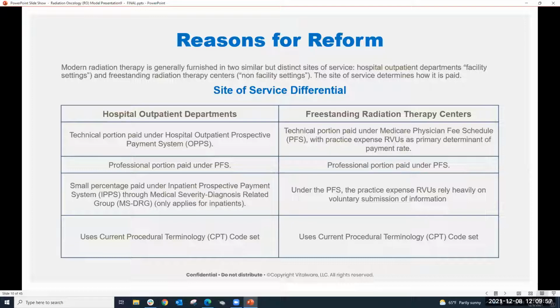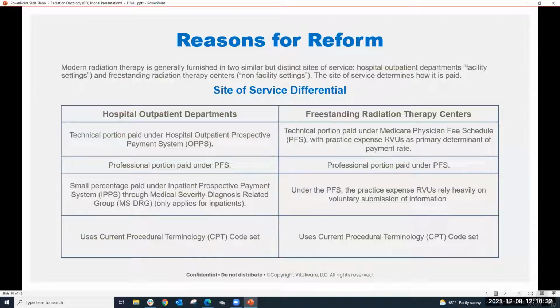So for your freestanding radiation therapy center, the technical portion is billed under your Medicare physician fee for service, PFS. And your RVUs are the primary determinant of payment rate. For this payment system, the RVUs, which are your relative value units, are divided into 3 parts: your professional work, your practice expense, and your malpractice. For the technical piece of radiation therapy, the practice expense is the primary determinant.